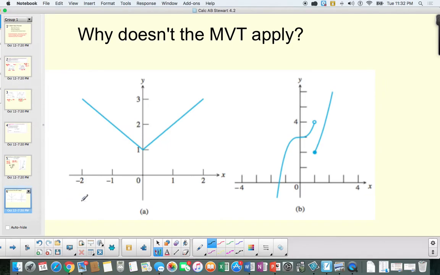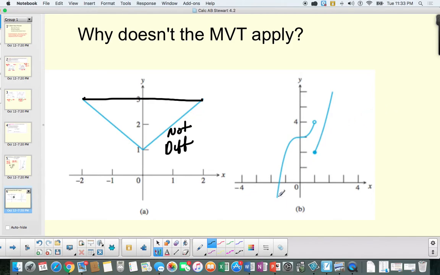Why doesn't the mean value theorem apply in these two cases? If I were to draw an average rate of change, that would be a horizontal line. You can see we cannot find an instantaneous rate of change that is equal to 0. And why is this not happening? Because this is not differentiable in the open interval. Not differentiable. You have to satisfy both criteria there.